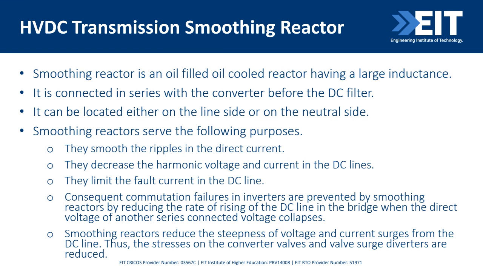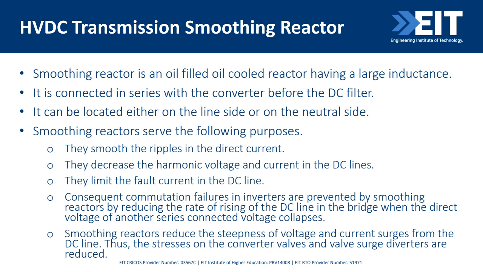So similarly, we can use smoothing reactors for DC transmission. It's an oil-filled, oil-cooled reactor having a large inductance, and it is connected in series with the converter before the DC filter, and can be used for both the neutral line or the line or the pole line.